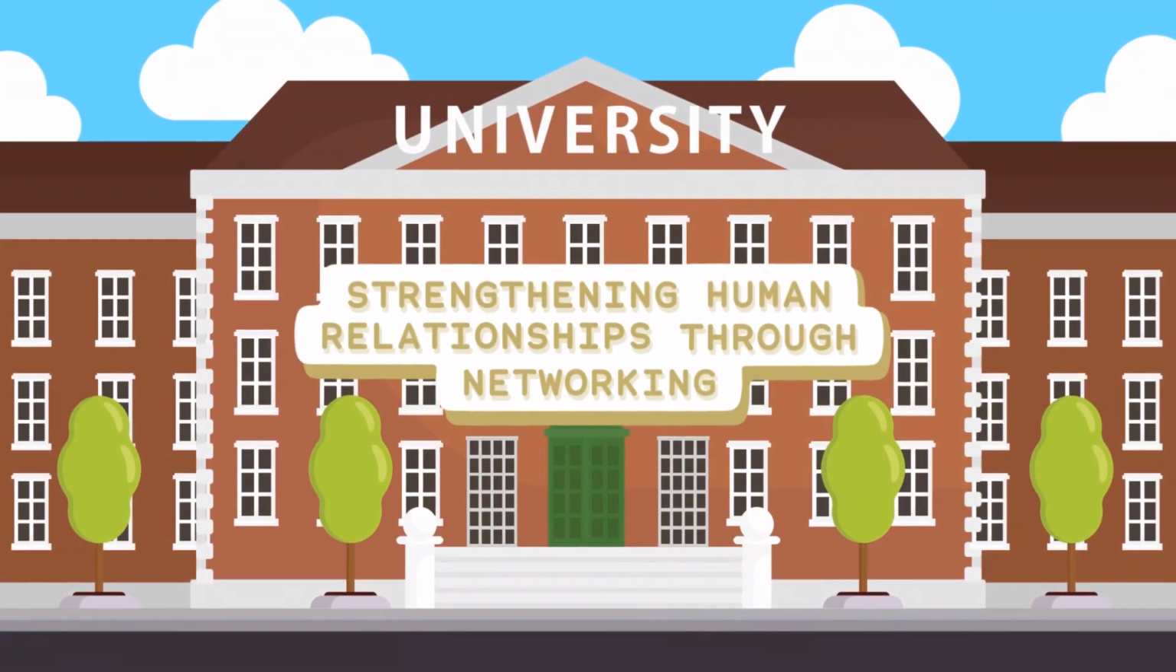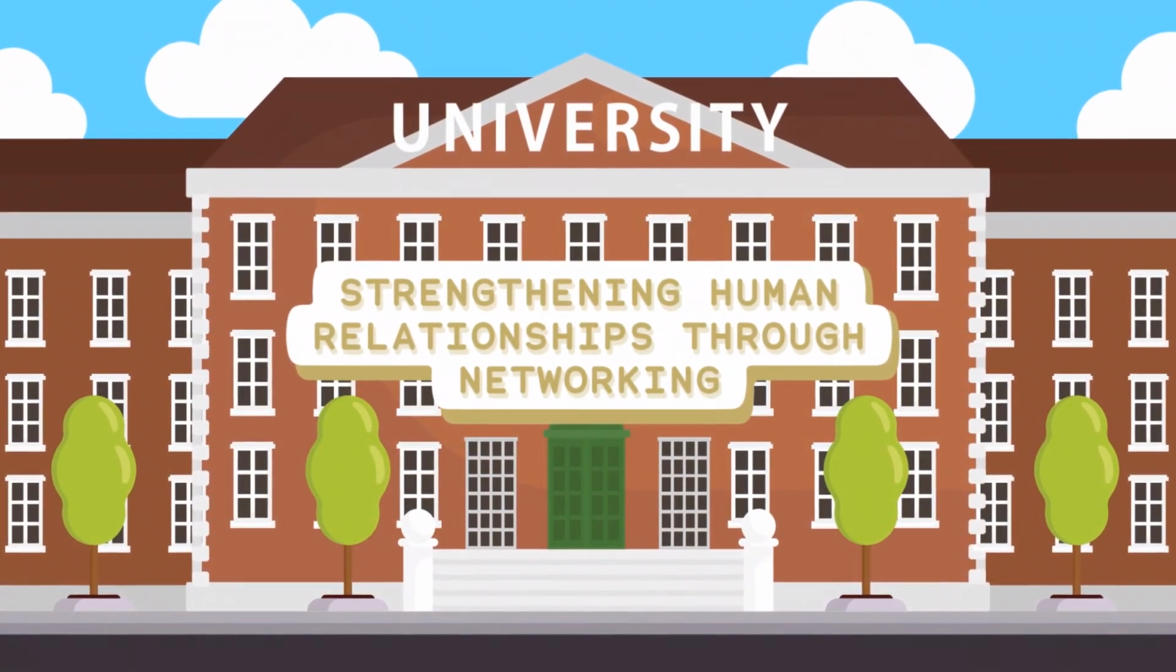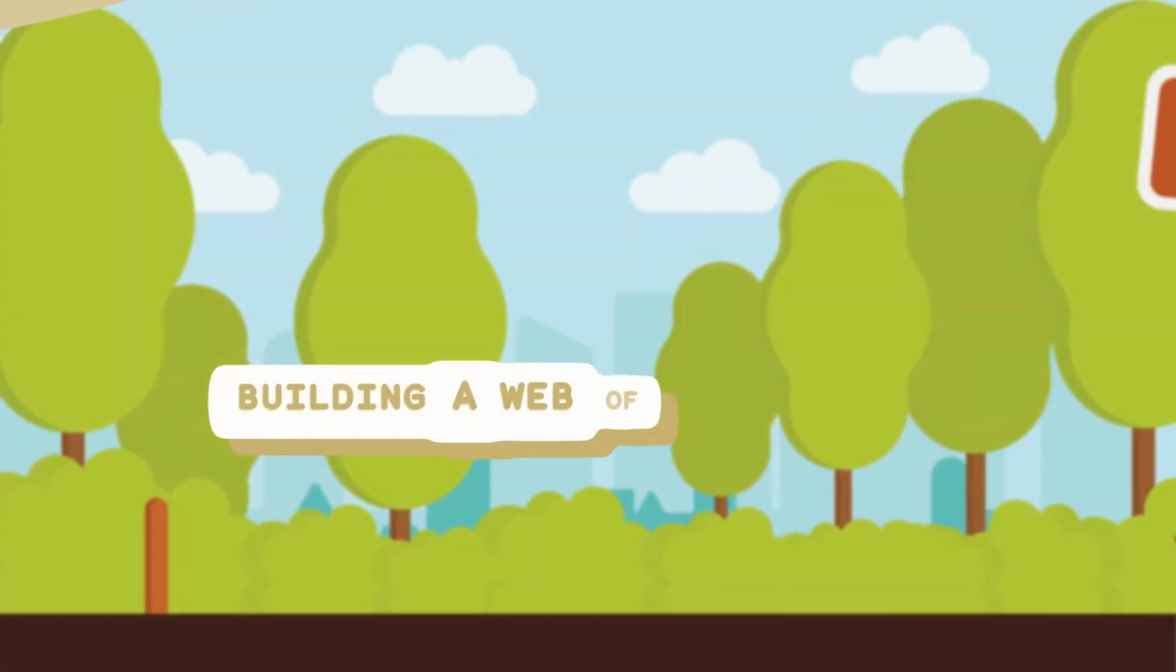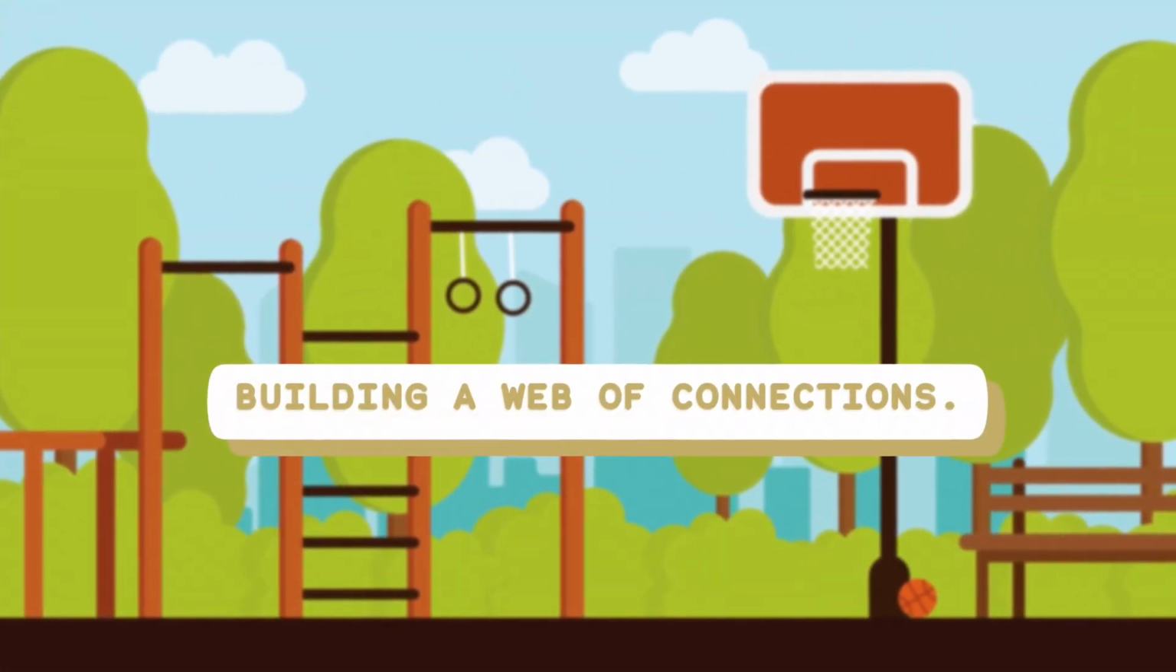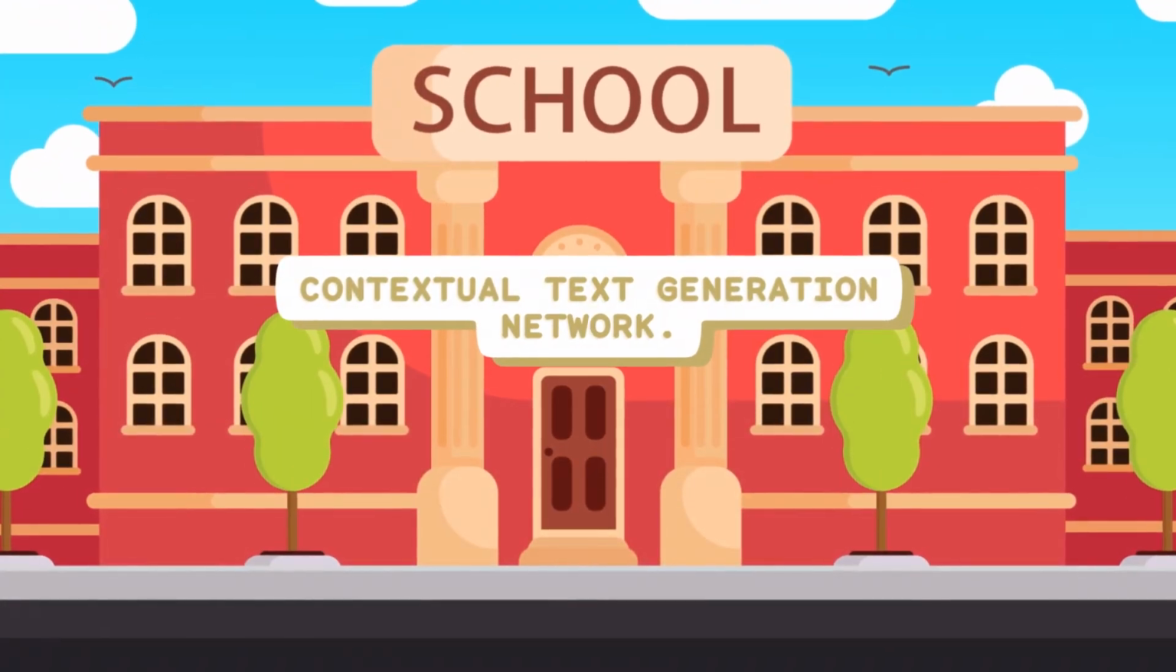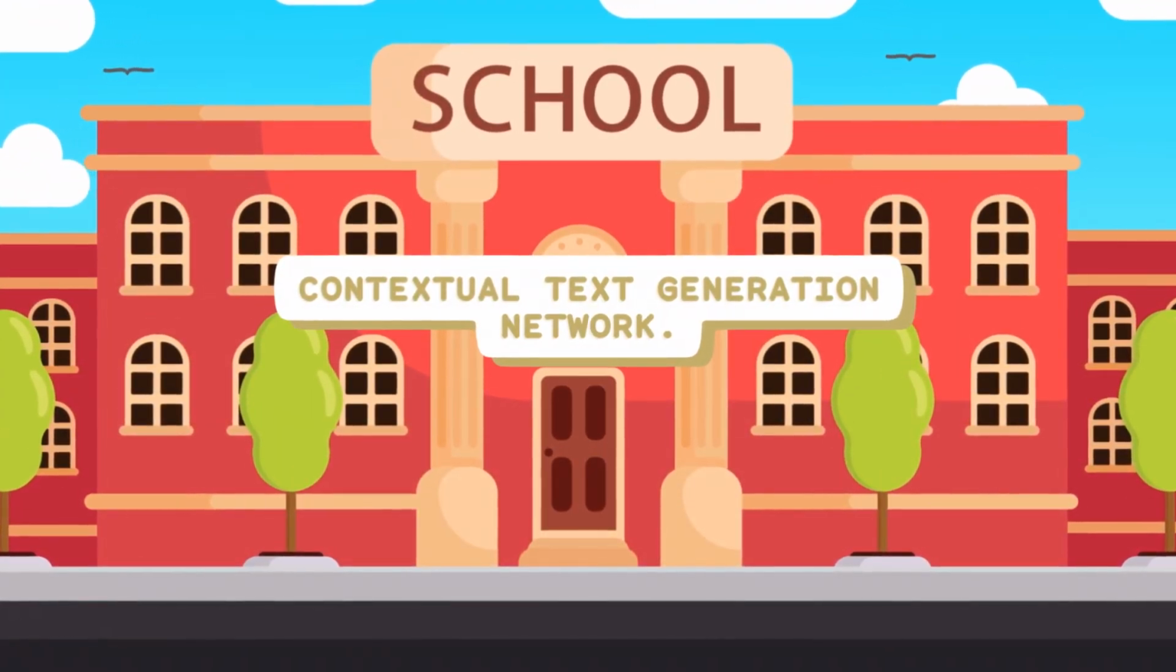Building connections. As the LLM continues this process, it builds a complex web of connections between words and concepts. This network allows it to understand context and generate coherent text.